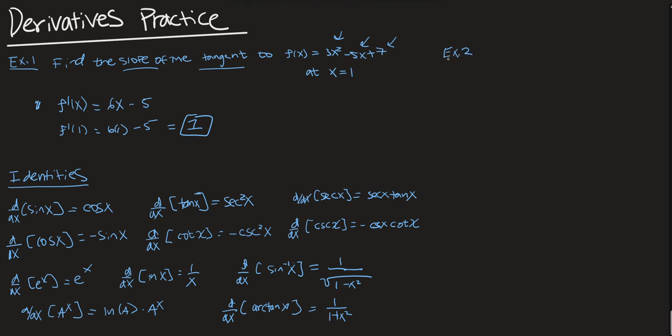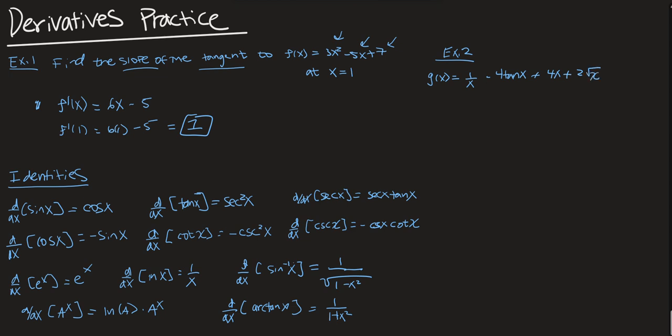So let's take a look at this next example where we have g of x is equal to 1 over x minus 4 tangent x plus 4x plus 2 times the square root of x.